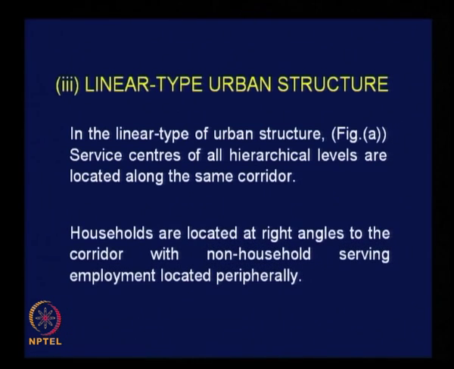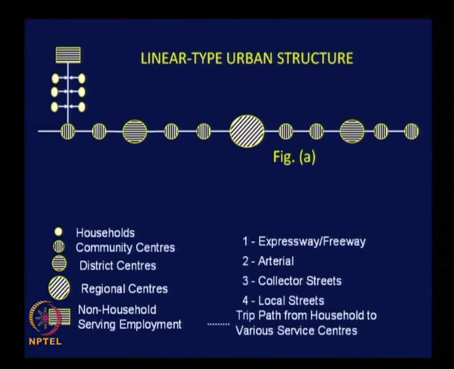Households are located at right angles to the corridor, a little away on both sides, with non-household serving employment located peripherally with direct access from households. Let us look at the figure and try to understand the concept better. So, this is the linear type of urban structure. You can see all these activity centers of different hierarchical levels are fixed on the same traffic corridor.